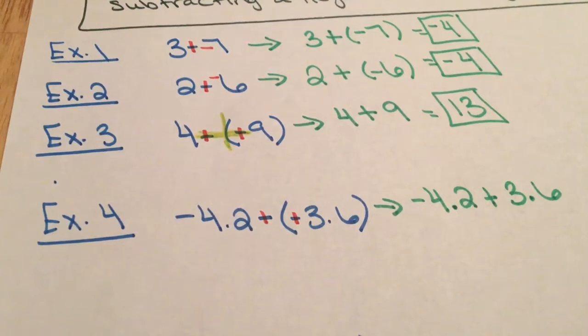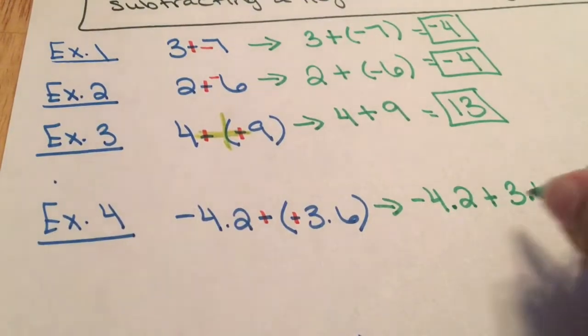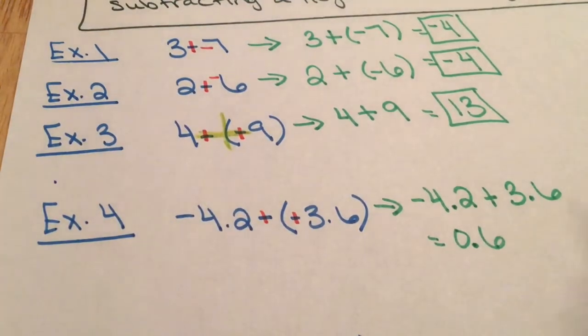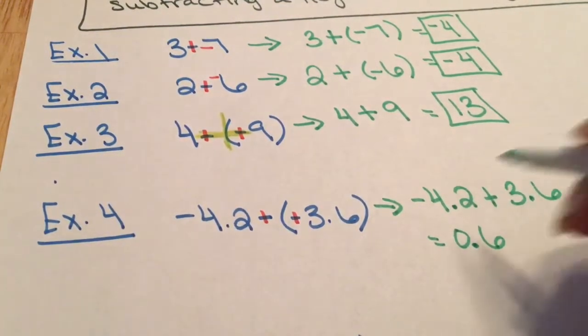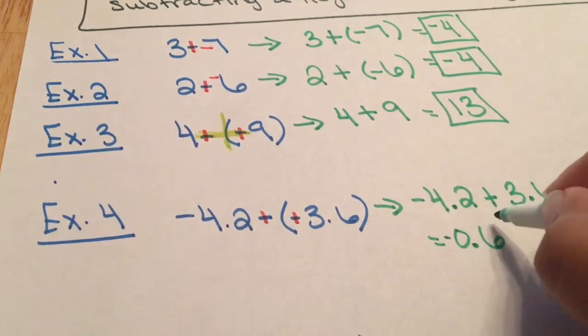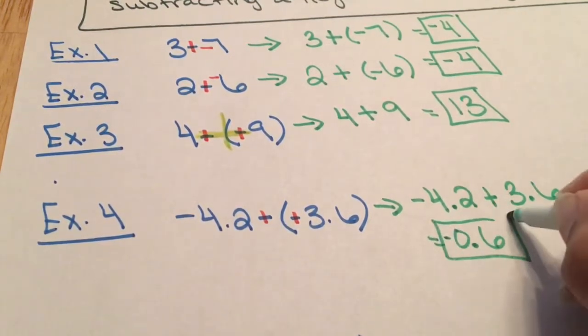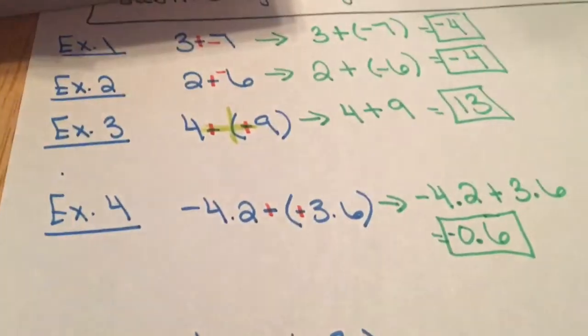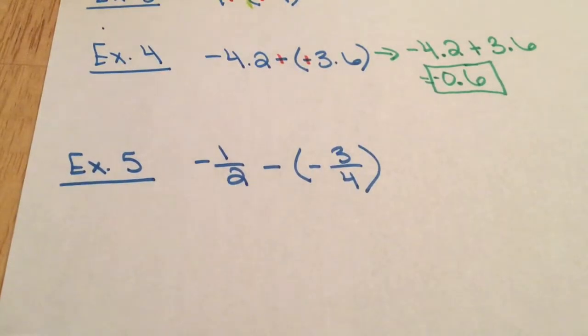Next, we can go ahead and remember our addition integer rules. We have different signs here, so we know we're going to have to subtract those two. When we do, we get a 0.6. And then we look at the sign to see which one is bigger for the absolute value, and that's going to be that negative 4.2. So therefore, we're going to have a negative 0.6 for our answer. And you know, if we have decimals here on example 4, then we're going to have fractions on example 5. Yay!